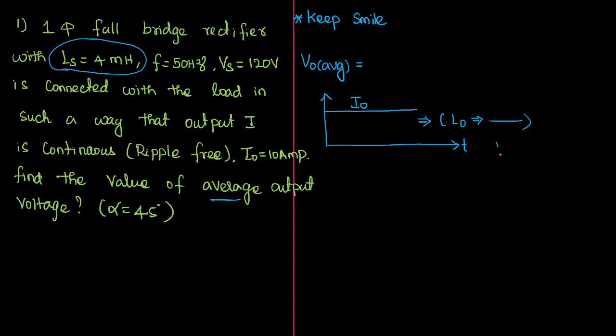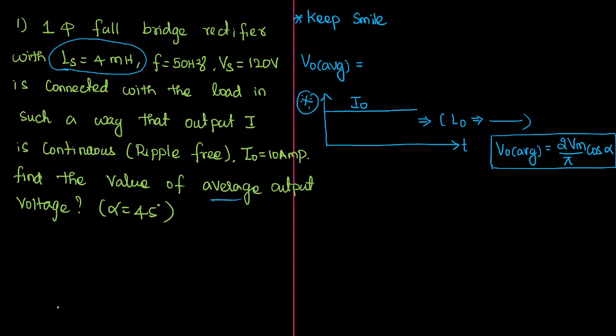Under that situation, the output voltage V0 average for a single phase full bridge rectifier, the formula will become common. What is the generalized formula? 2Vm by pi into cosine of alpha. Yes, that is correct, sir. So this is the generalized formula that we all are supposed to know. It is not a thing that you have to memorize.